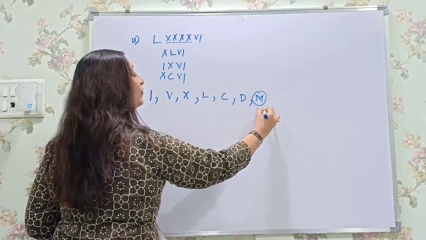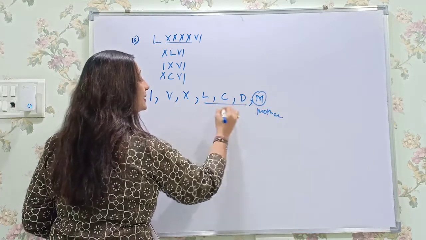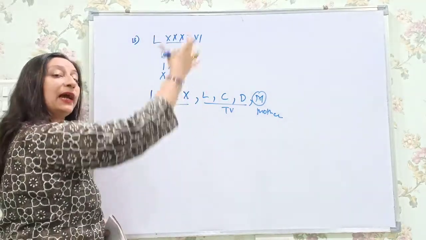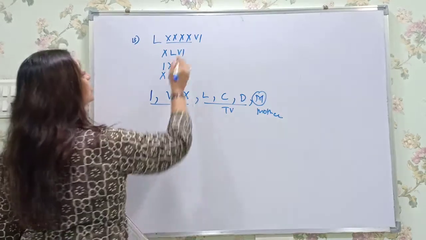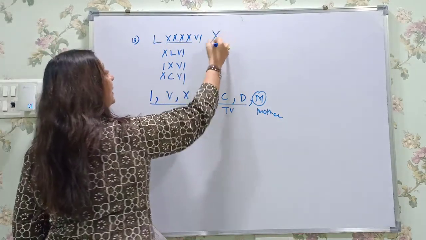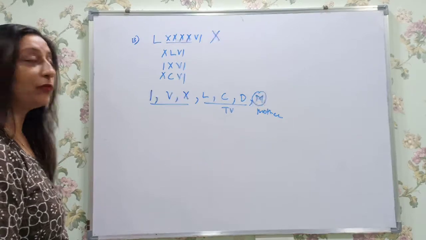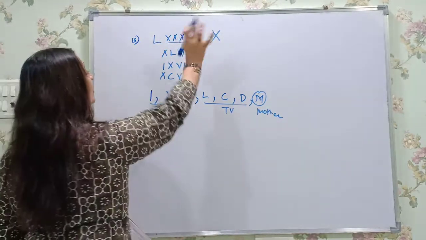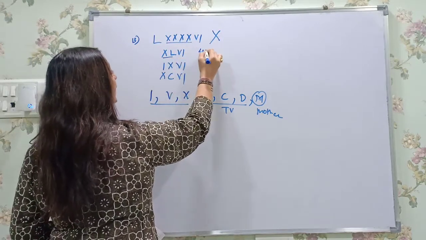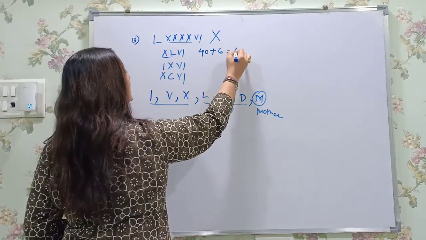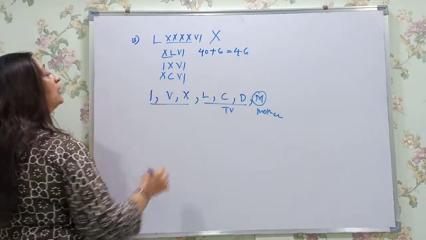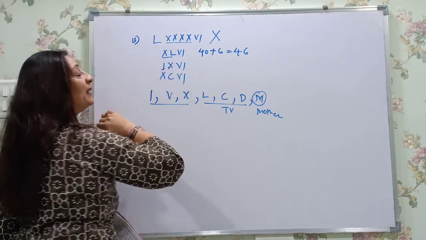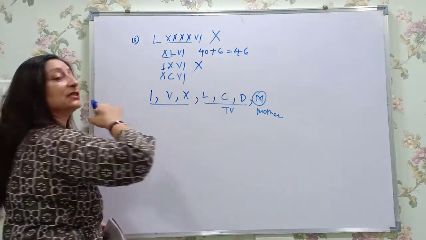M stands for mother, LCD is the TV, and this is one group, right? So IVX, LCD and mother. Now, can we repeat the letters 4 times? Can we repeat any letter more than that? We cannot repeat any letter more than 3 times. So this is the wrong numeral. What is this? XL is 40 plus VI is 6, so this is 46. Now there is no Roman numeral starting like this. This is 9, no? This cannot be 96.